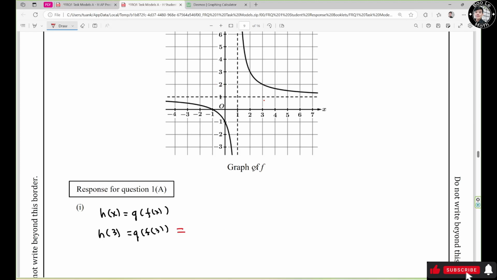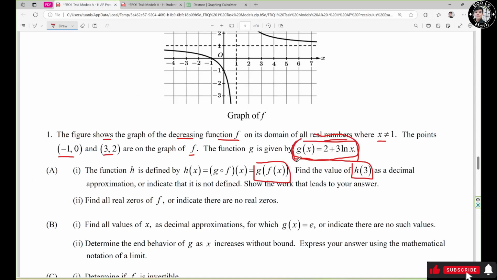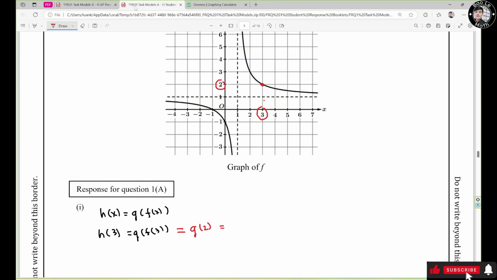Now we look at the function f right here. f of 3 is going to be right here. The answer must be 2, right? So you have g of 2, right? Now you substitute 2 for s into this equation right here. g of s equals 2 plus 3 natural log of s, right? So 2 plus 3 natural log of 2.